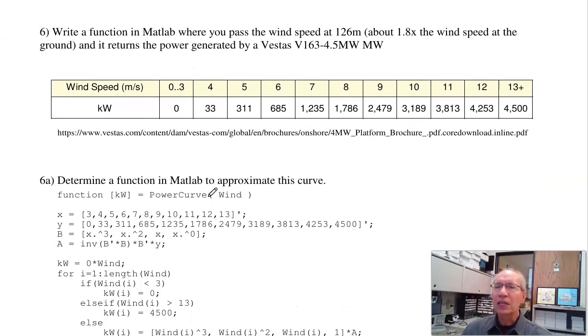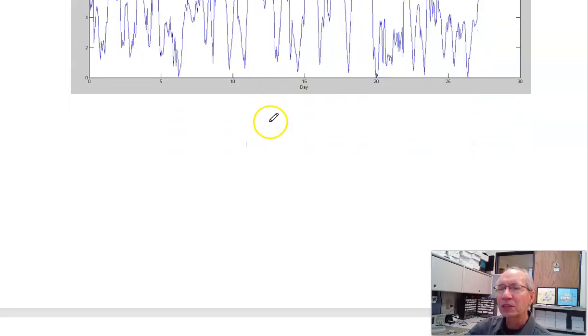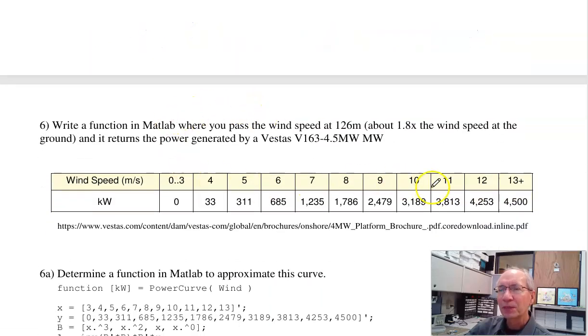Now, let's convert that to kilowatts. If I built a Vestas V163 4.5 megawatt wind turbine, this is how much energy the wind turbine outputs based upon wind speed. Let's take this data and map it to kilowatts using this mapping.